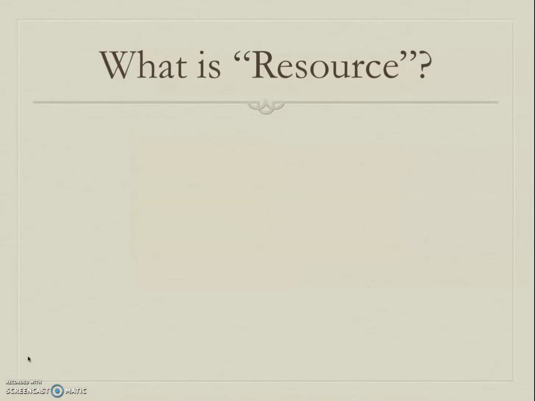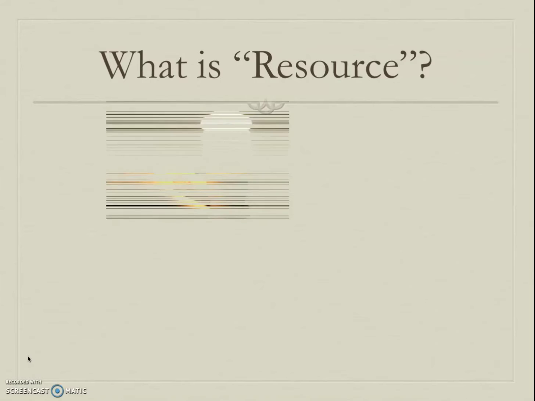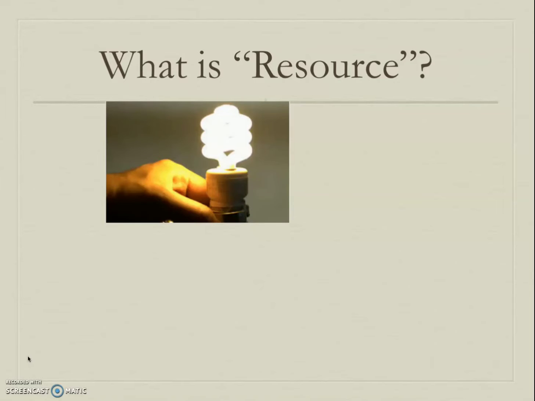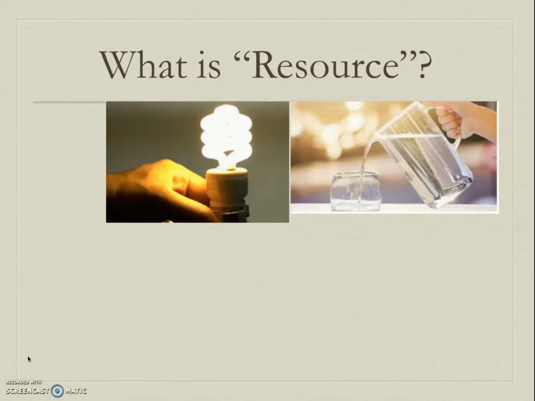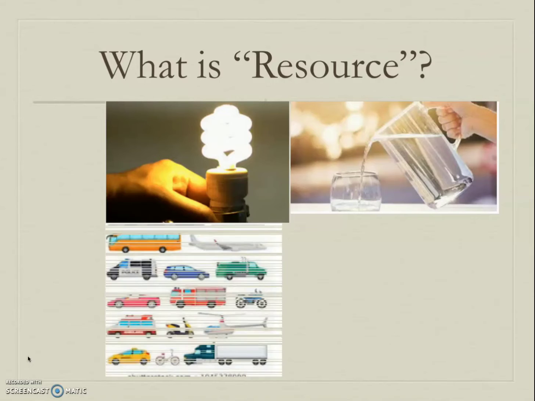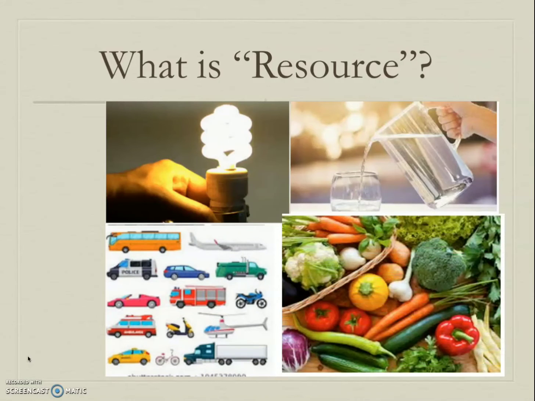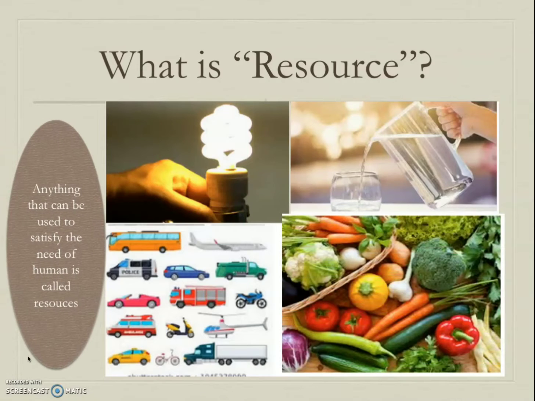Before we begin the lesson, let us understand what resources are. Look around and observe. You will be able to identify many types of resources. The electricity that you are using in your house is a resource, and the water that you drink when you are thirsty is also a resource. The vehicle that you use to travel and the vegetables that you use to cook are all resources. So anything that can be used to satisfy the needs of humans is called a resource. Clear?